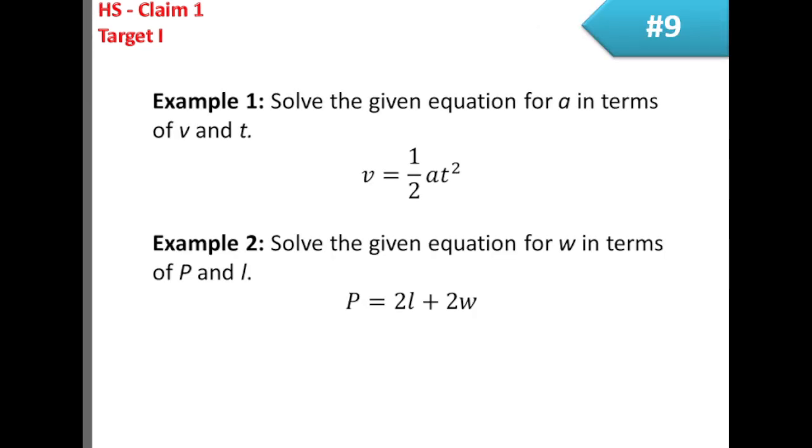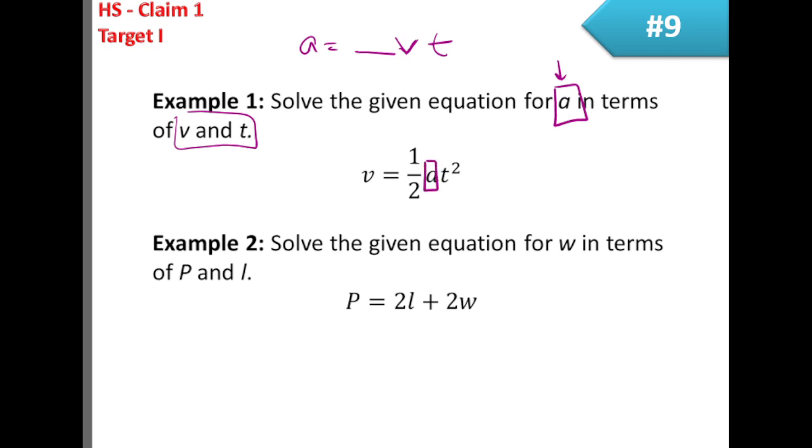Same thing here, example 1. Now we are just solving variables. So we are looking for a. We are solving for a in terms of v and t. That just means a is equal to something with v and t. Okay, a is by itself and v and t are on the other side. So you want to isolate a.